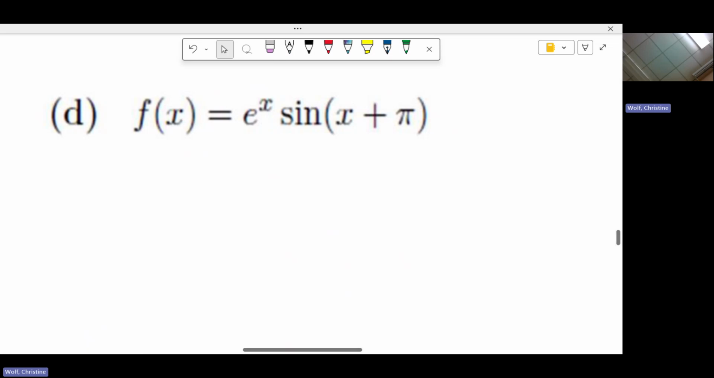What do I have here? What law am I going to use?